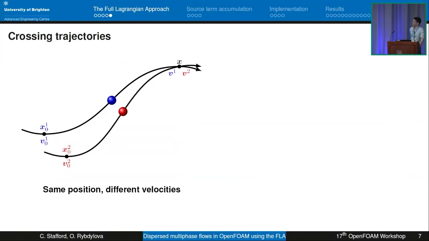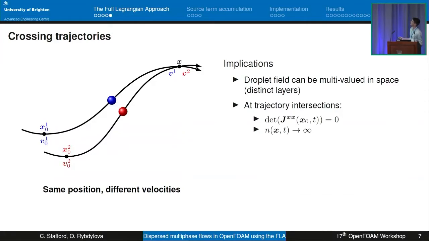Another facet that comes into this method is that it's capable of capturing layers of the droplet field. In particular, if you have inertial particles or droplets, two distinct trajectories could cross the same point in space with different velocities. Accounting for this in conventional Eulerian solvers is a known challenge, whereas this method is able to account for it. So despite being multi-valued and having distinct layers, we can include that.